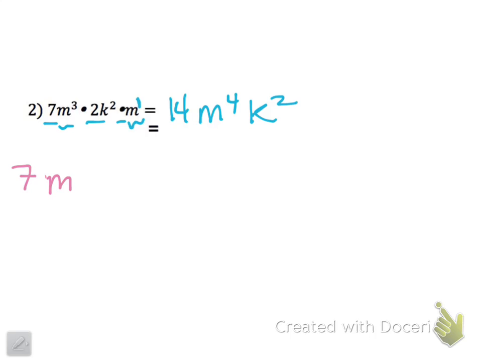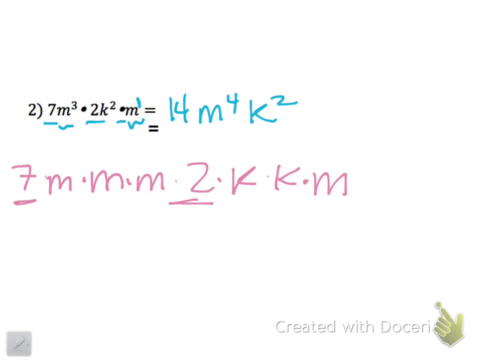7 times m times m times m times 2 times k times k times m. So 7 times 2 gave us the 14. We're going to combine our like terms, so our m's. So that's m to the 4th because there's 4 m's. And then we still have our 2 k's.